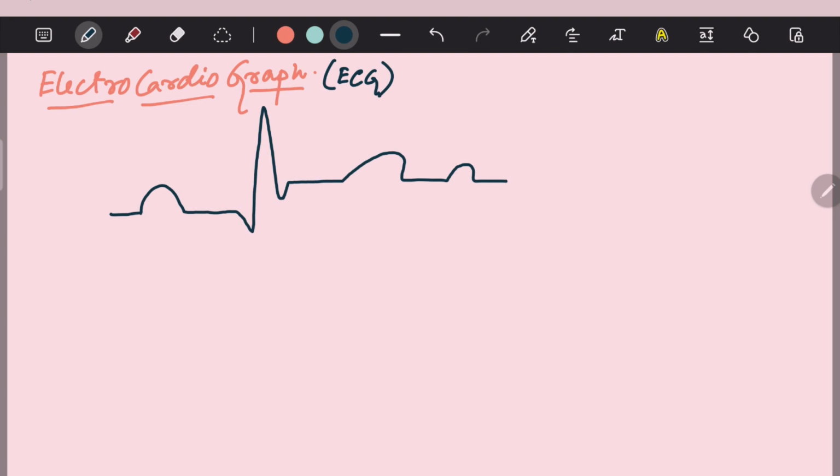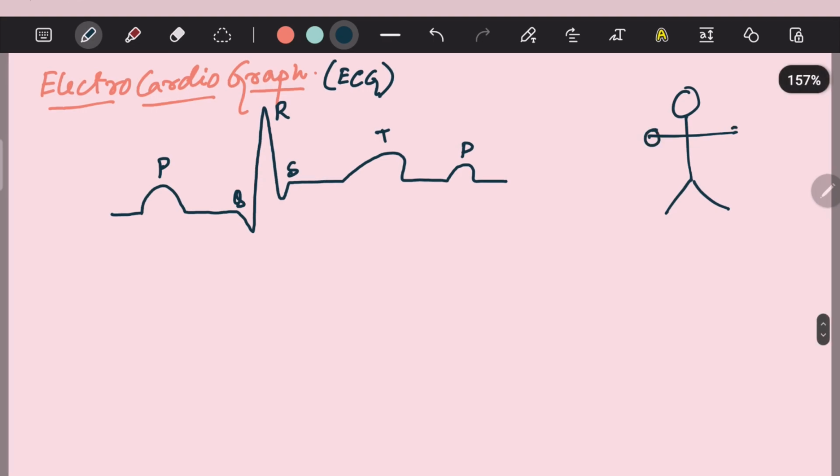Now, if we name these graphs, they have 3 to 4 points. First is P, then it's Q, R, S, that is QRS, and this one is T, and then it starts with another P, and the next graph continues. Now, how is this graph actually obtained? Suppose this is a patient. This patient is attached with 3 electrical leads, one to each wrist and one to the left ankle of the patient, and then this is attached to an electrocardiogram, which is the machine which actually generates this graph, and this graph is at last obtained.